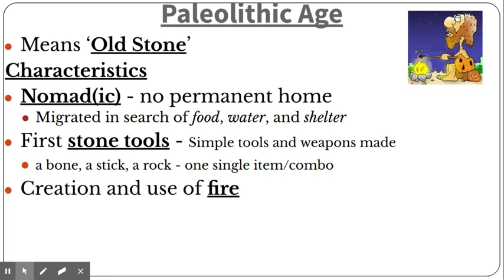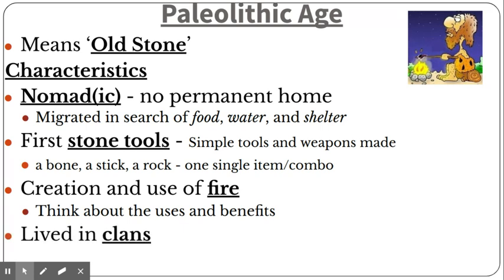Our ancestors also, during this time period of the Paleolithic Age, created and began to use fire. Now, fire is an element that's always been around, but it was during the Paleolithic Age that our ancestors realized how to recreate fire. And in doing so, there are a lot of uses and benefits. Think about things like cooking food. How does cooking food help us? How does staying warm help us? How would those ideas help our ancestors progress and evolve and survive?